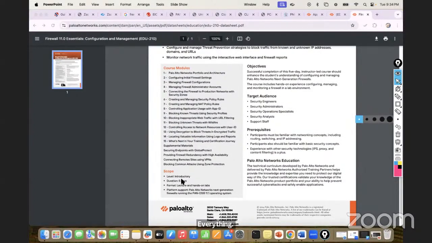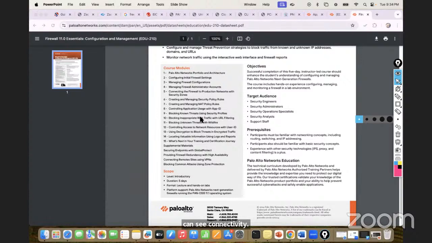And this is a 5-day only course, right? This is just going to talk about different basic things about the Palo Alto architecture, initial configuration, managing configuration. You can see connectivity, rules, basic security profiles, and all.